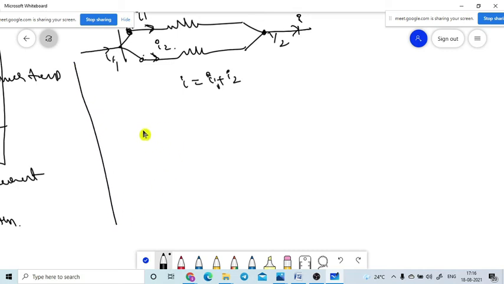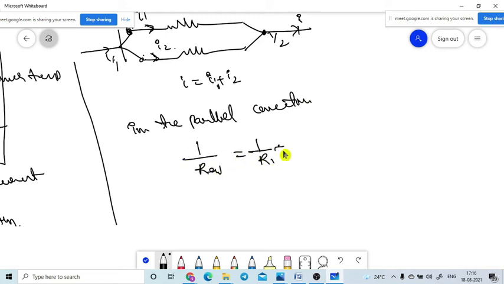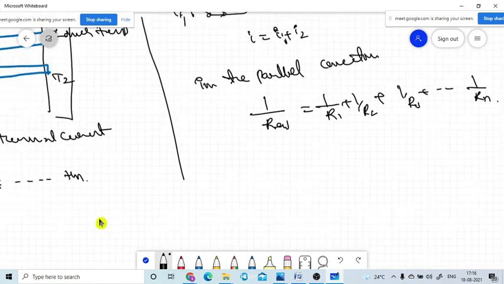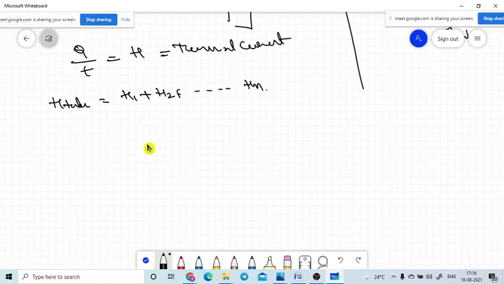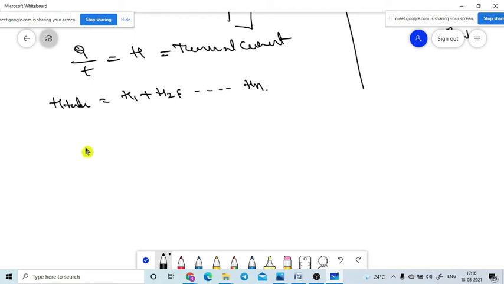Here, in the parallel connection, how can you find the equivalent resistance? 1 by R equivalent is equal to 1 by R1 plus 1 by R2 plus 1 by R3 plus and so on, up to 1 by Rn. This is the formula. In a similar manner, what is the equivalent thermal resistance in this one?